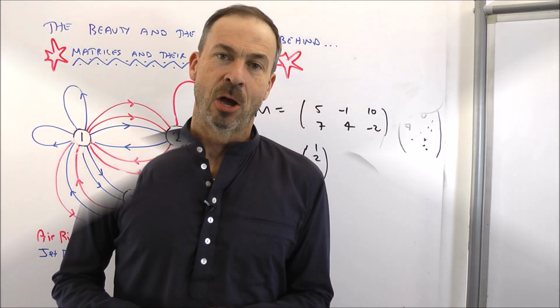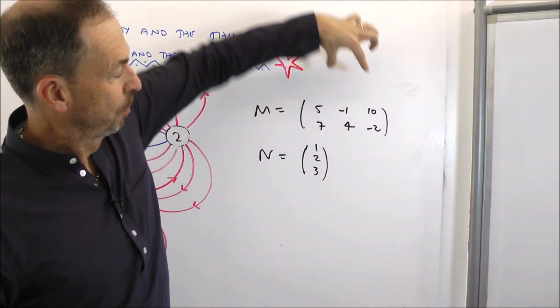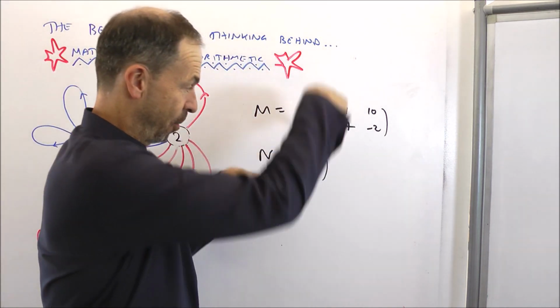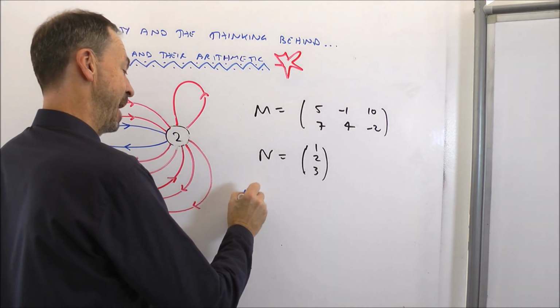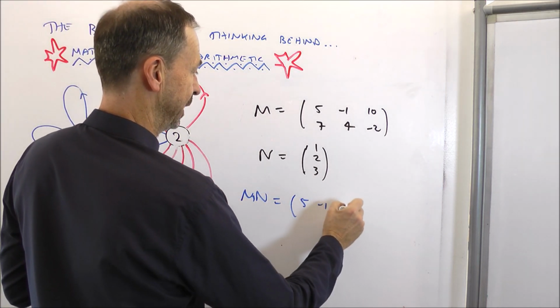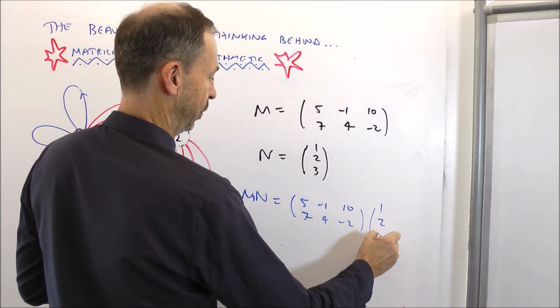Okay, here are two matrices, M and N. M is 2 by 3, and N is 3 by 1. 3 rows, 1 column. So, can I work out the matrix product M times N? Well, let's see. There would be 5, negative 1, 10, 7, 4, negative 2, times 1, 2, 3.